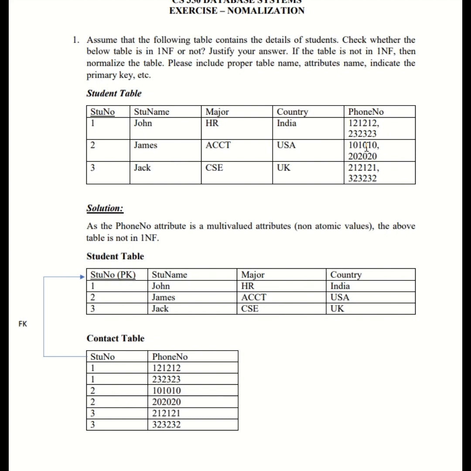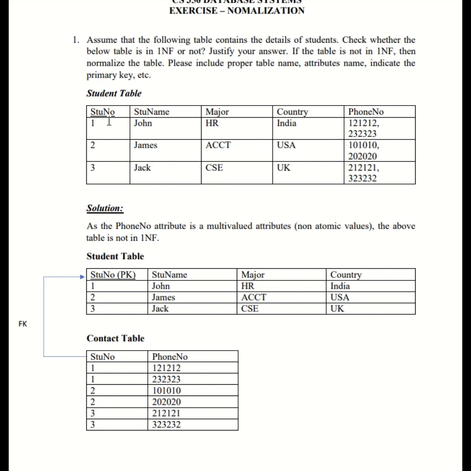Okay. So, the question says, if it is not in first normal form, then normalize the table. Just normalize it to give a solution for the multi-valued attribute, making it atomic. How? Split it into 2. For example, this phone number can be uniquely identified by the primary key, student number. So, student number with the phone number.